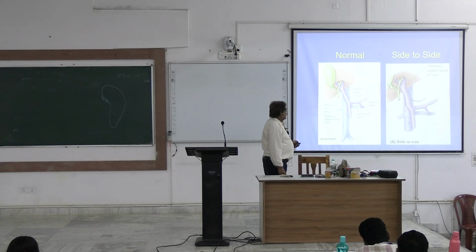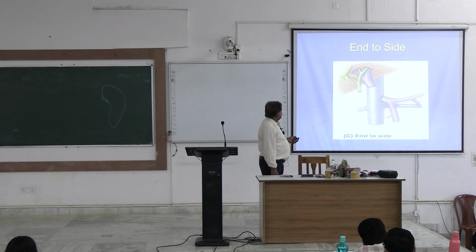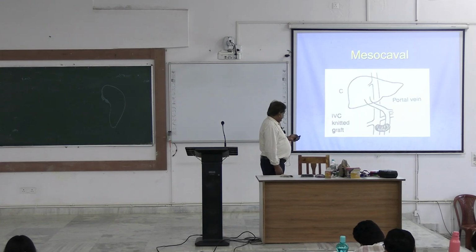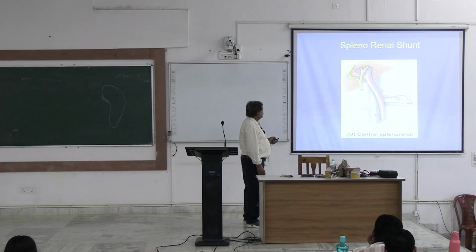Now this type of operations are being performed. So, side to side, now end to side. See, this is directly anastomosed, cut off, clamped, and then end to side. This is splenic. Now mesocaval, an interposition graft between the portal vein and the vena cava. Splenorenal shunt, this is the splenorenal shunt.